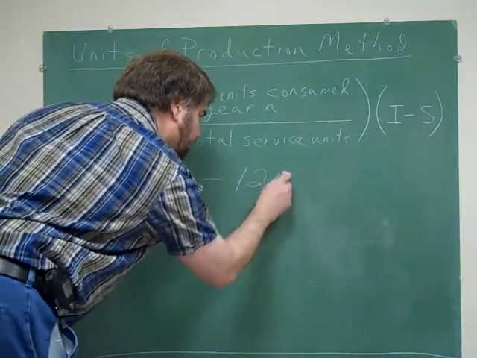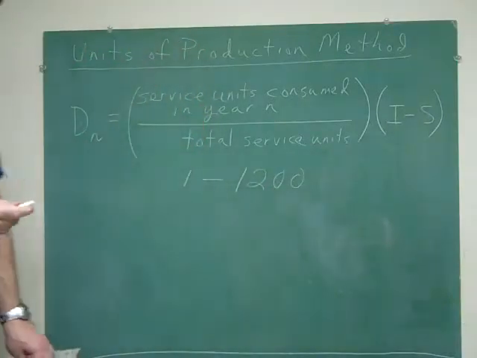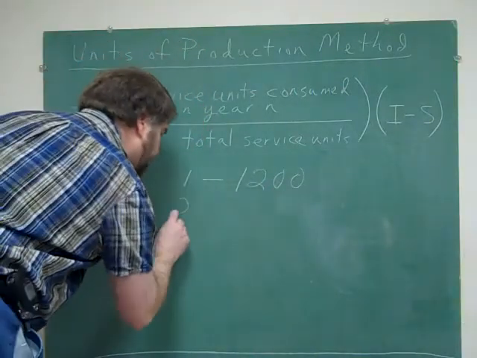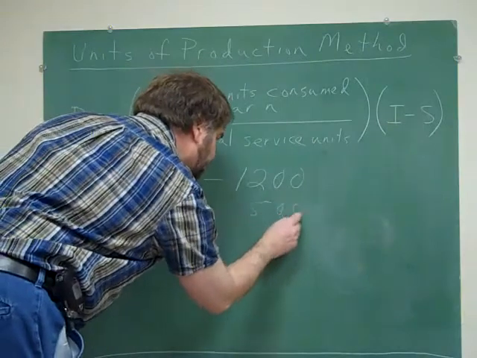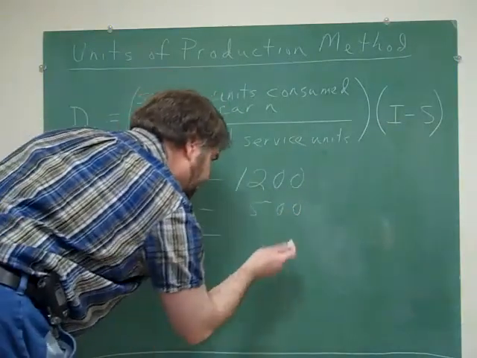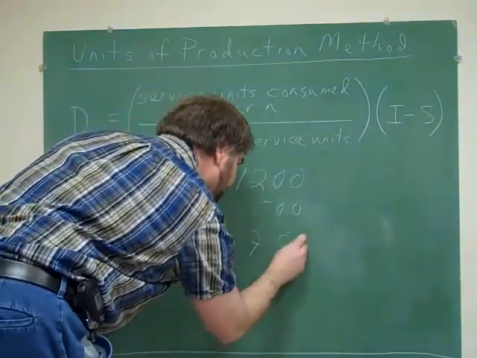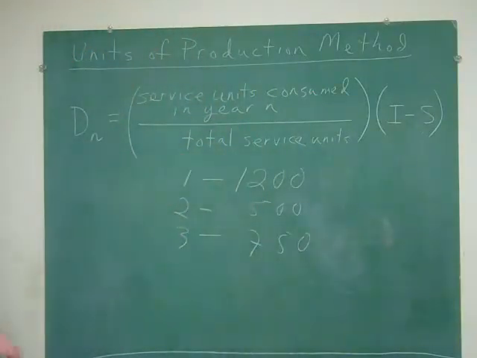Now, if we are looking at something that is being consumed unevenly, let's say in year one we have a consumption of 1,200 service units, and in year two we might go to 500, year three we might see 750. That we're bouncing all over the place. That is not a uniform consumption of service units.